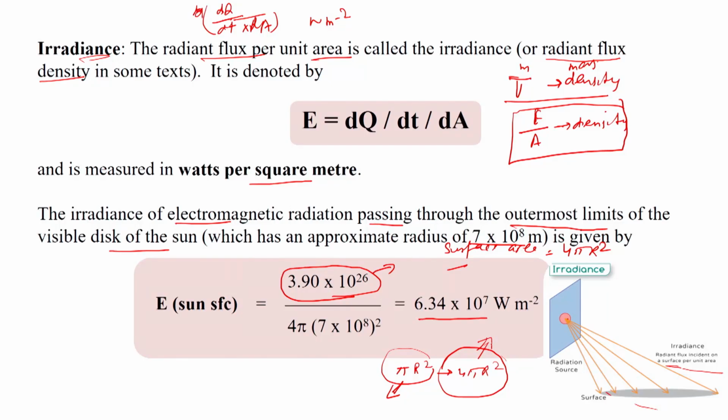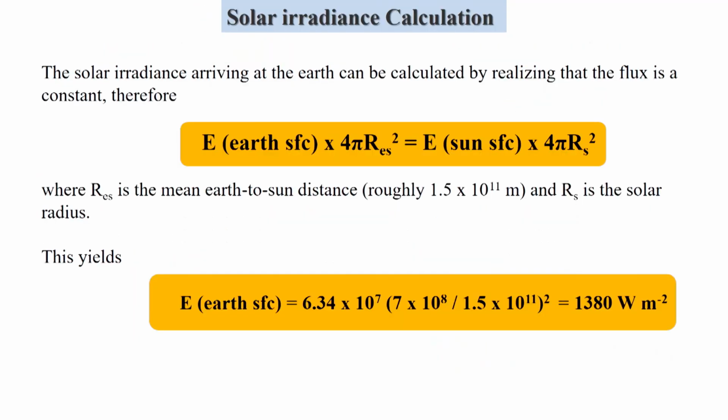So whenever you have to calculate any property that is related to the surface property, then you have to use the area 4 pi r square. But when it is the radiation that is falling on the earth surface, then you have to use pi r square itself, the cross sectional area. So we will see this one in coming slides.